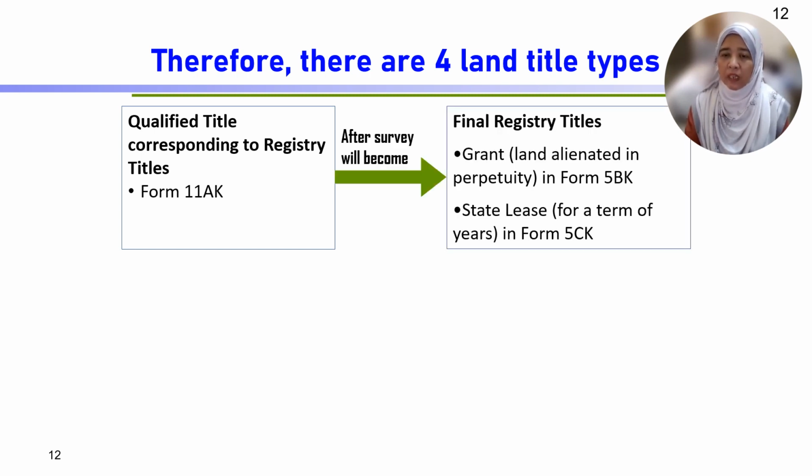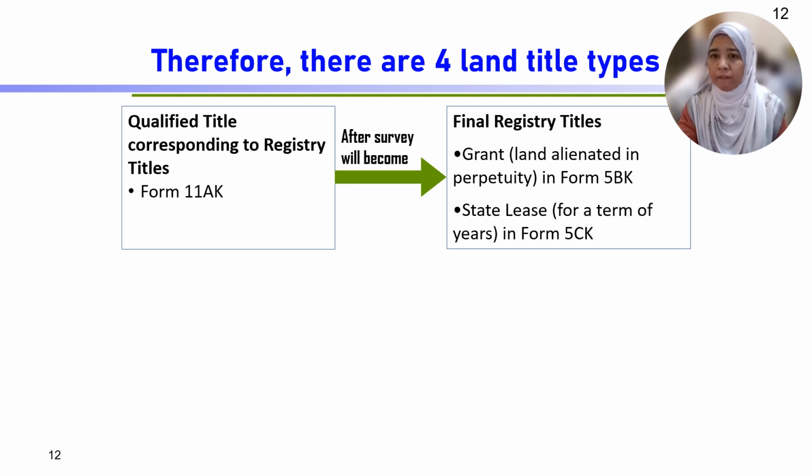After survey, it will become either a geran, the geran negeri just now. For freehold, because geran is freehold, the form of the title will be form 5BK. For state lease, pajakan negeri, the form will be 5CK. So freehold, leasehold. Geran is freehold, lease is leasehold.